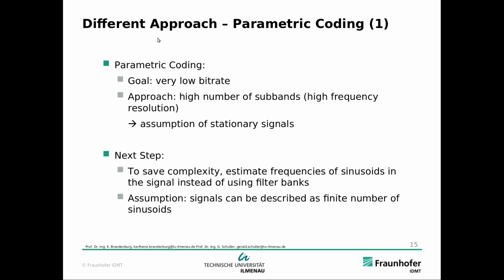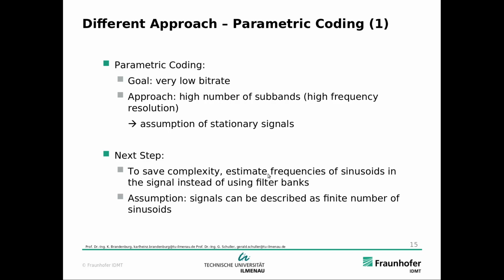Yeah, but here in parametric coding, we have a different approach. The goal here is to have a very low bit rate, and the approach here would be a high number of subbands to obtain the high frequency resolution, right? So this would be the equivalent. And this assumes that the signals are stationary, right? Otherwise, the narrow band assumption is not true. So the next step would be to save complexity.